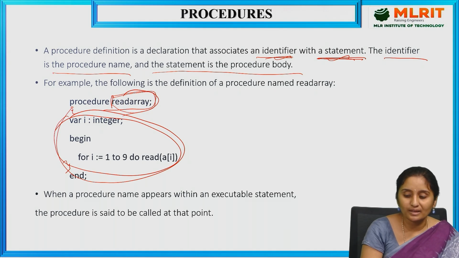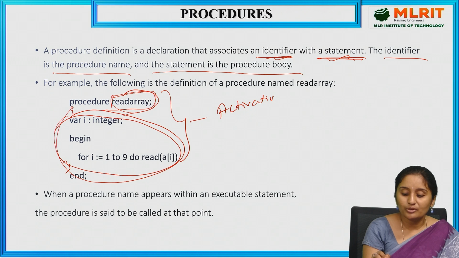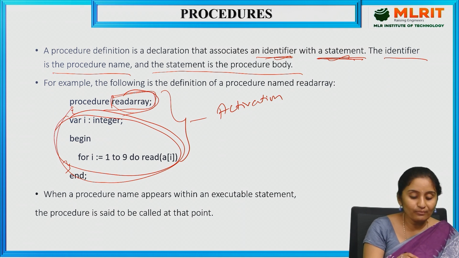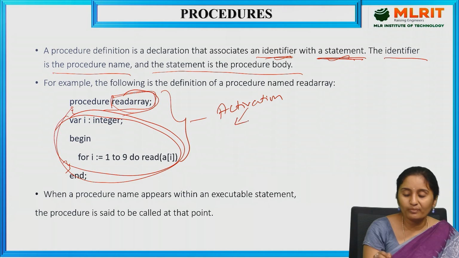Identifier is the name of the procedure, and the statement is the statements of the body of that procedure. We can also call this procedure an activation record. So what is the lifetime? What are we going to do by this activation?